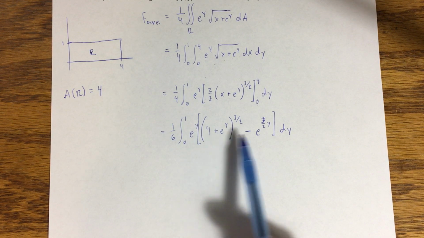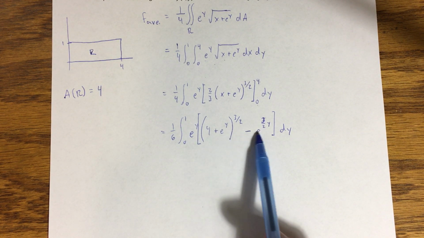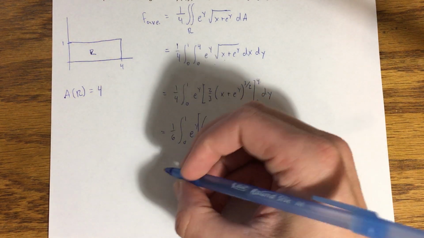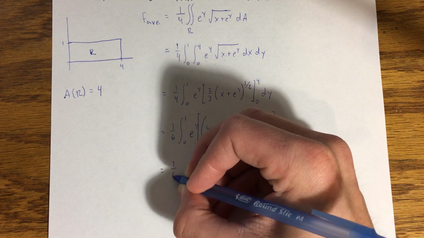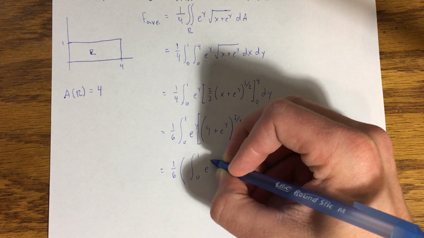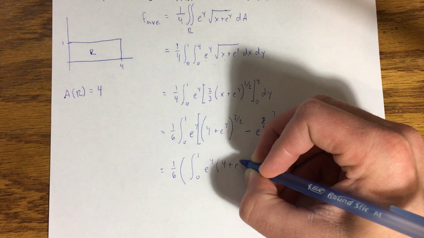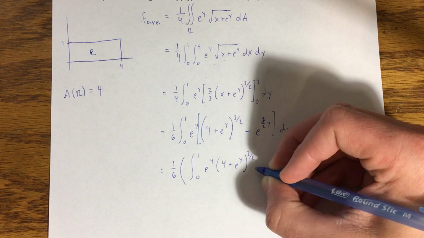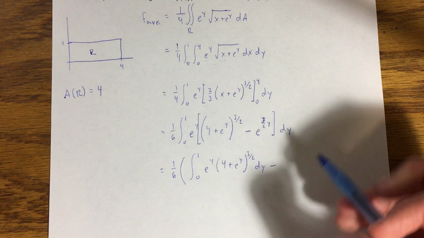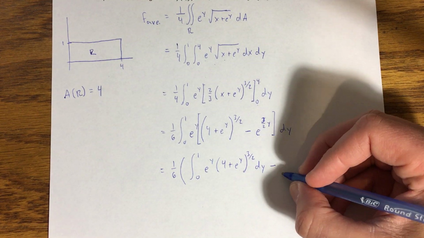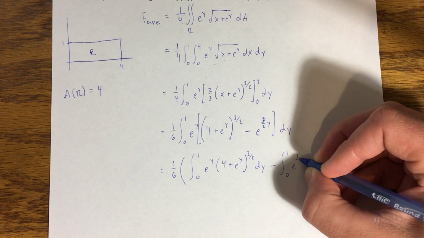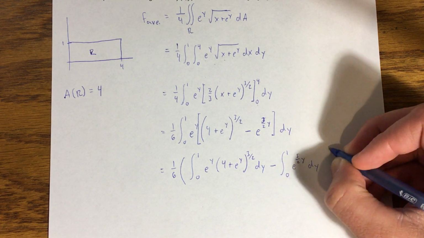I'm going to distribute that e to the y in, and then use the fact that I have a difference of 2 terms here, or 2 functions, to split this up into 2 separate integrals. So I can write this as 1/6 times the integral from 0 to 1 of e to the y, 4 plus e to the y to the 3/2 power dy, minus, now if I multiply e to the y times this e to the 3/2 y, that's where my e to the 5/2 y should have come from. So I was getting a little ahead of myself there. 0 to 1 e to the 5/2 y dy.